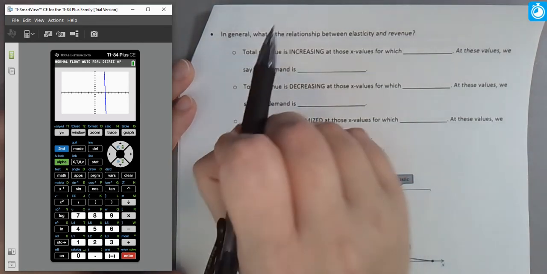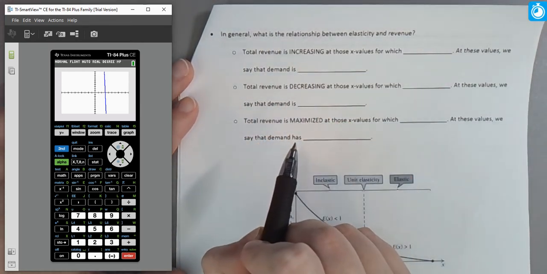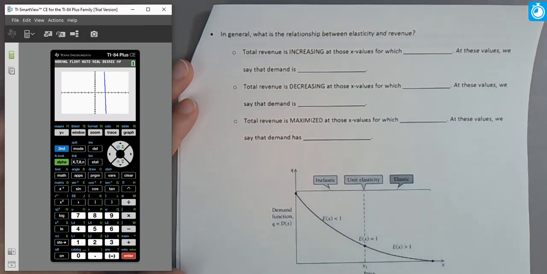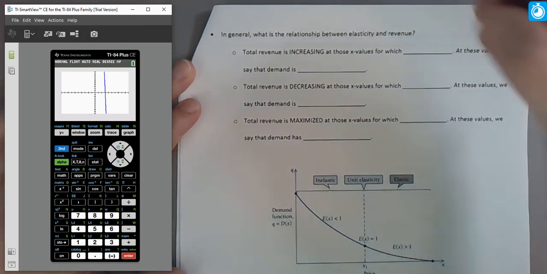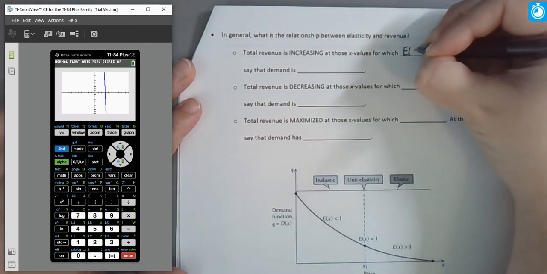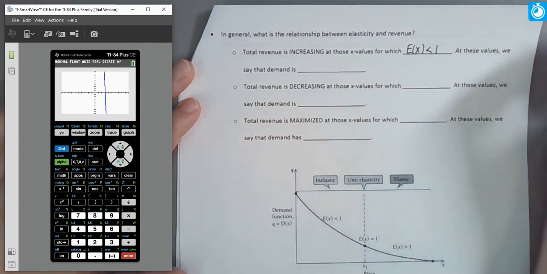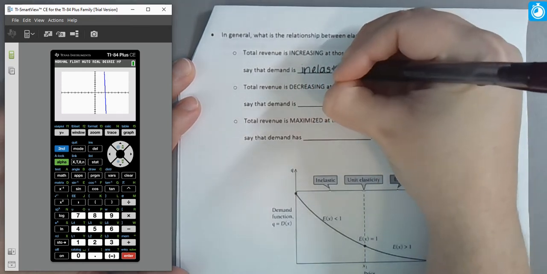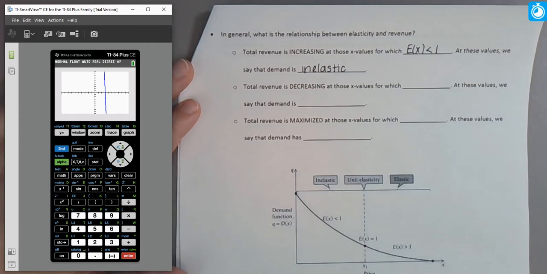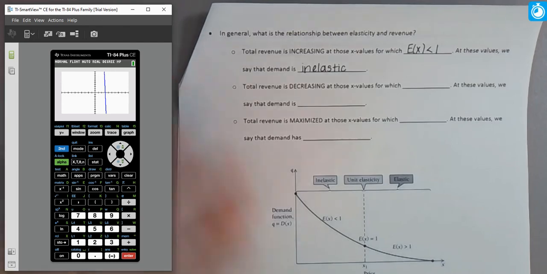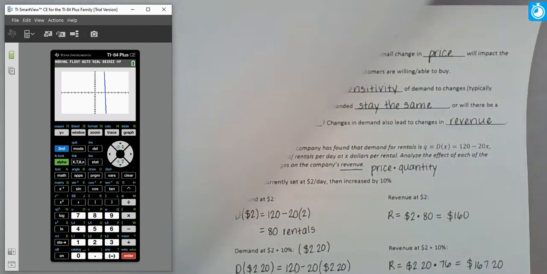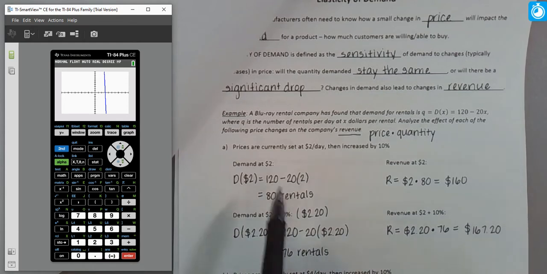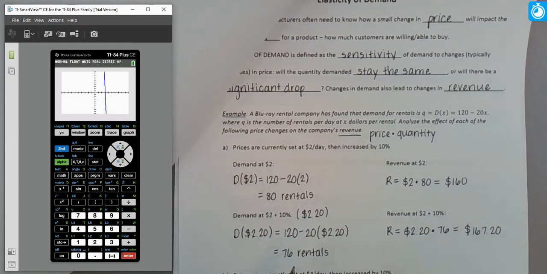Well, we can officially say that revenue will increase. In other words, we can continue to improve our revenue at those x values where our elasticity is less than 1. So at these values, we would say that demand is inelastic. In other words, making small changes to price results in relatively small changes to the quantity demanded. So we saw inelasticity with the situation where we were looking at $2 versus charging $2.20.